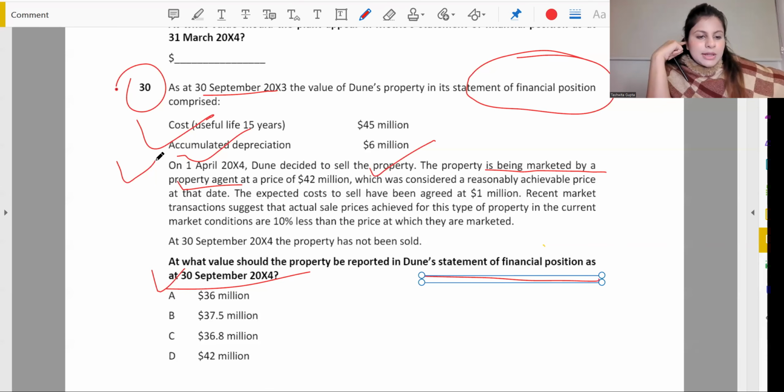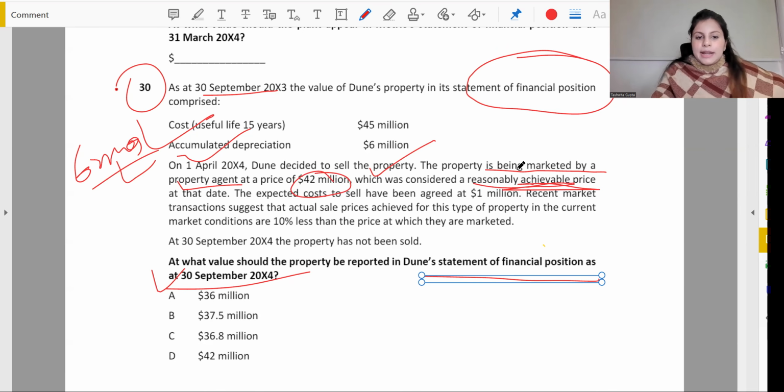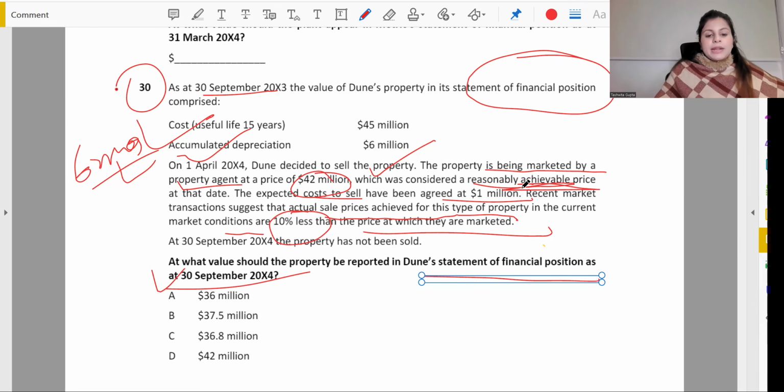How many months? October, November, December, January, February, March. 6 months. So 6 months into the year, you've decided to sell. The price is 42 million, which was considered a reasonably achievable price at that date. The expected cost to sell is 1 million. Recent market transactions suggest that the actual sales price achieved for this type of property in current market conditions is 10% less than the marketed price.